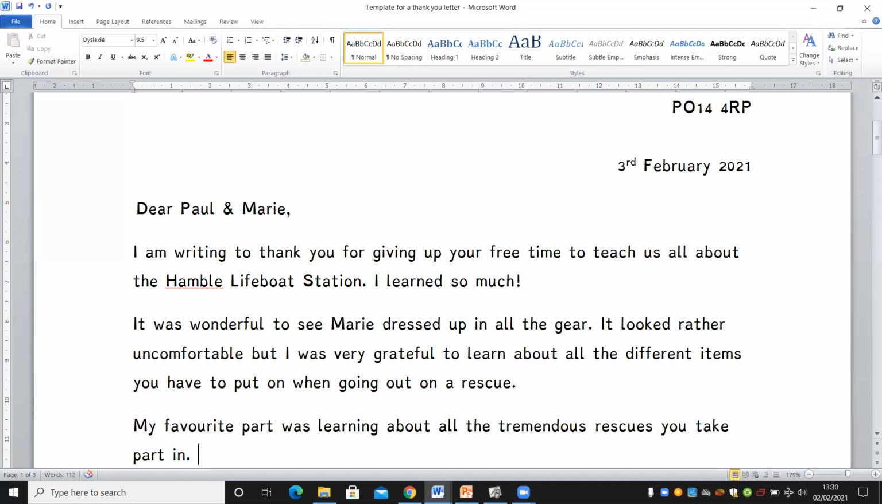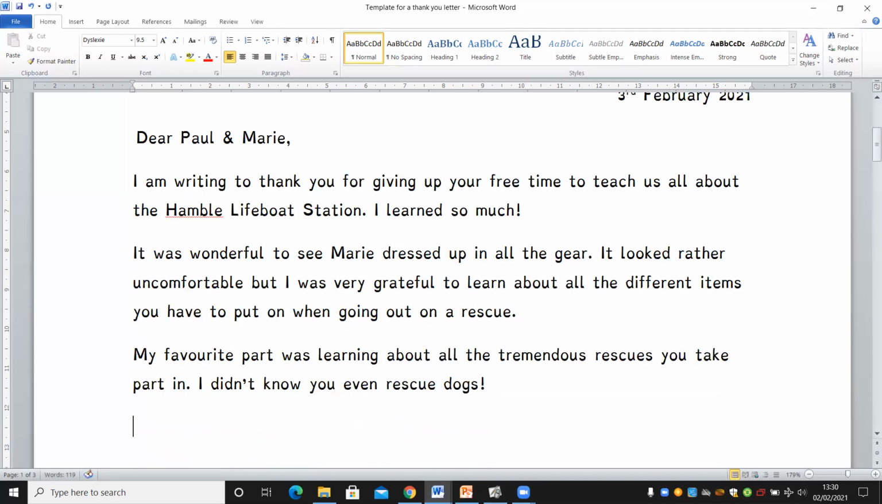And again, I'd like to add a little bit of a chatty sentence because it is informal writing. So I'm going to say I didn't, and I'm going to use a contraction here because it's an informal piece of writing. That's what I can do. I can have a contraction. So instead of I did not, which I would have in a formal letter, because it's an informal thank you letter, I can write a contraction, didn't. So I didn't know you even rescue dogs. That was a big surprise to me.